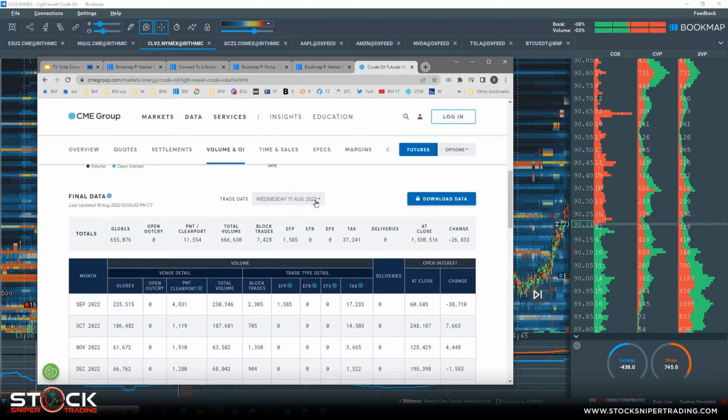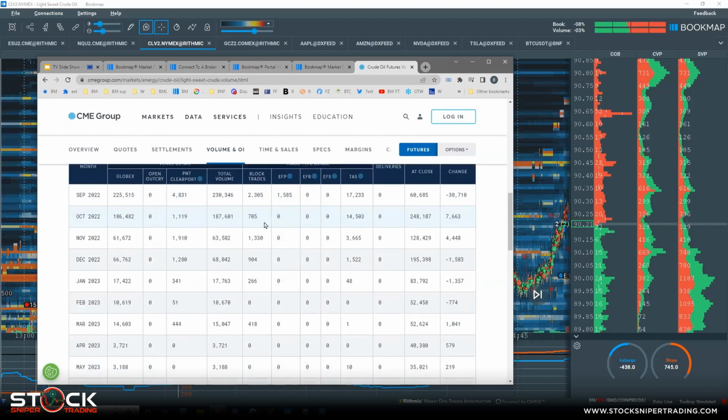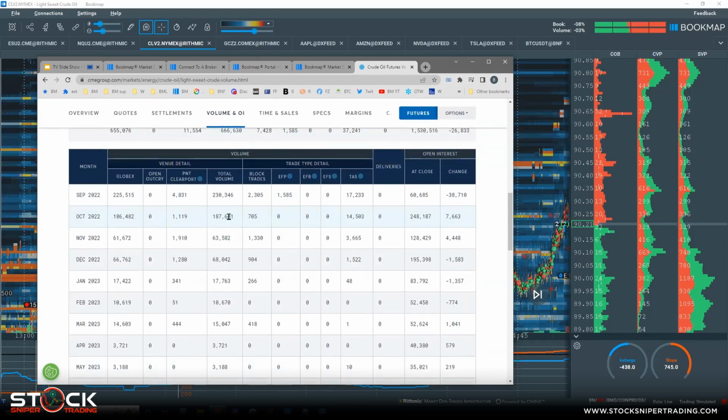This is for the 17th. But you can see the volume edging up here. It has flipped. This contract is still trading, but the October one has more now. In fact, you can see it in open interest as well: 68,000 or 60,000, and then 248,000 now. So this is the current contract. That's the way I like to look it up, and see the roll from less volume or less open interest to more.